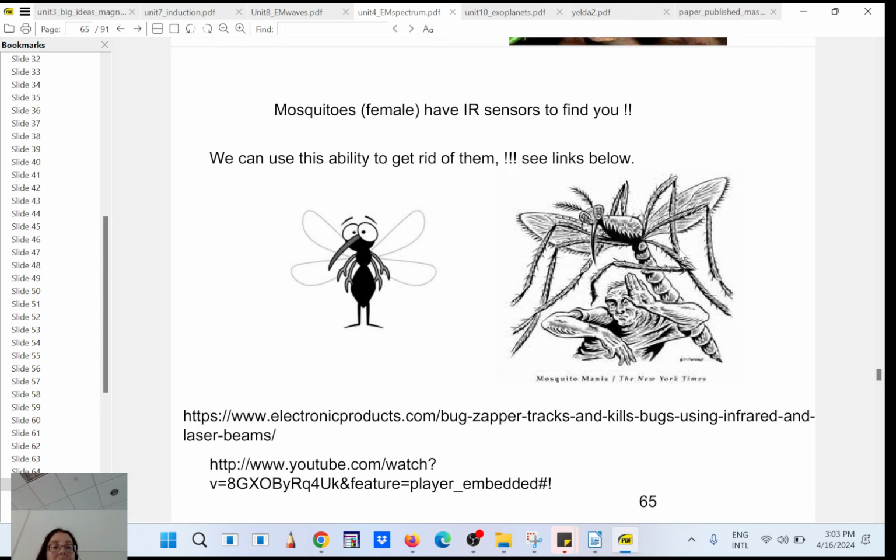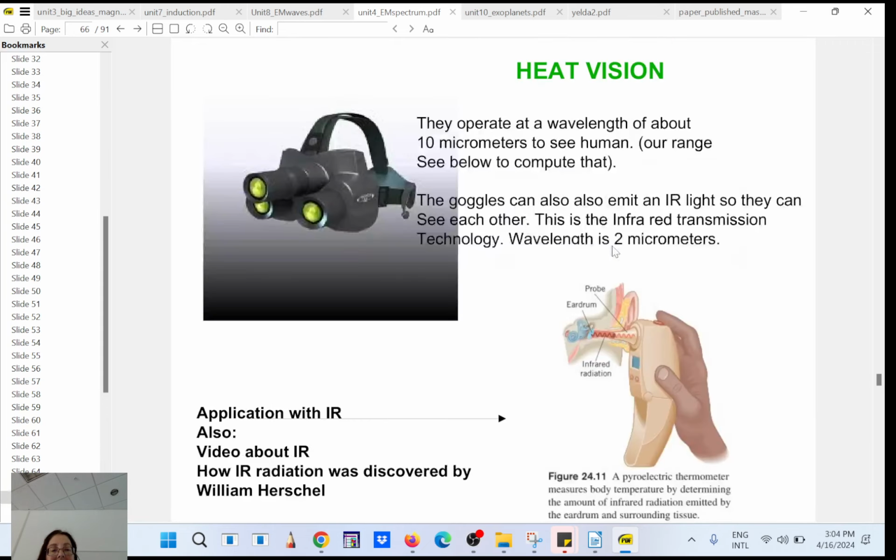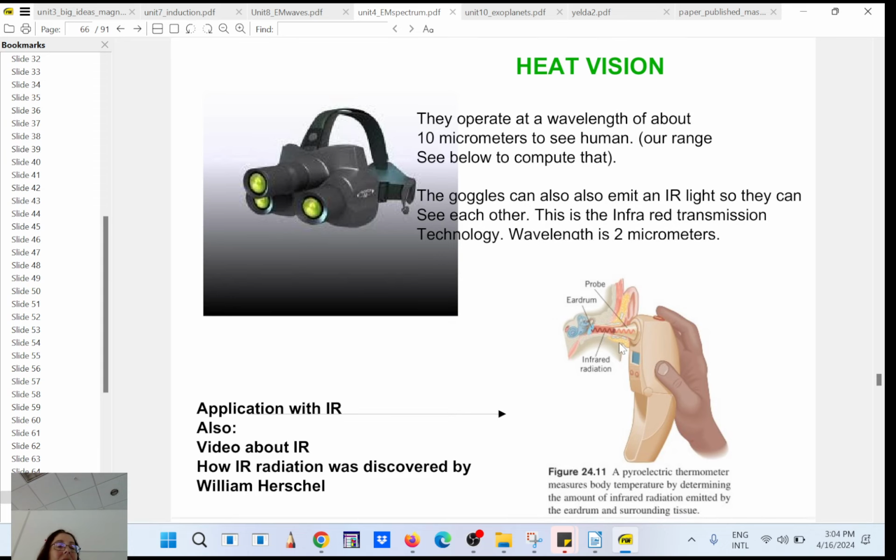Anyway, mosquitoes also use infrared. So you can hide as much as you want under the blanket, they will get you. Horrible. I hate mosquitoes.